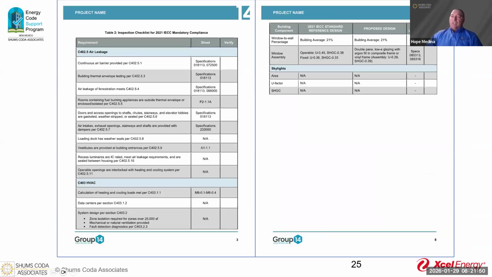So here we can see that those were the mandatories. Now this is our inspection checklist here. This is where we're going through for the mandatory compliance. We've got our HVAC, we've got our skylights, we've got the air leakage. And on this one, we actually have a section on the page where we can verify this. We can initial and date it, we can put a check mark in it, make notes.